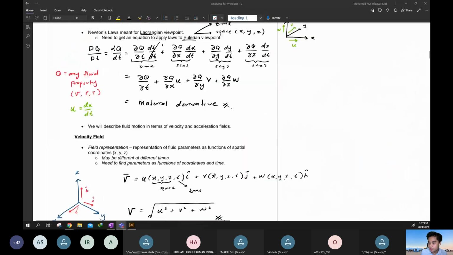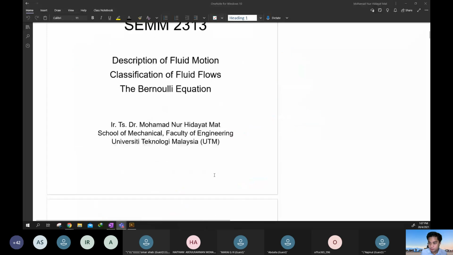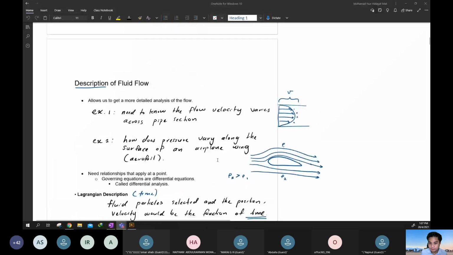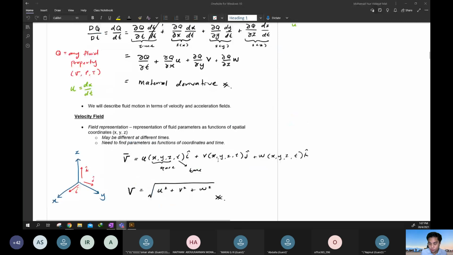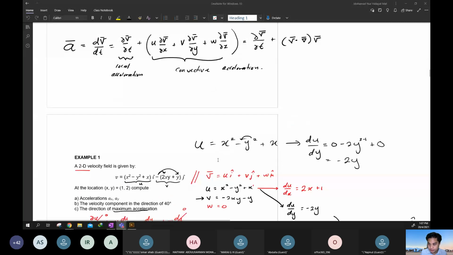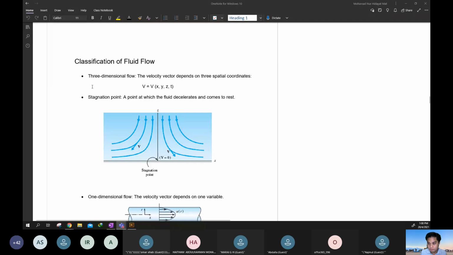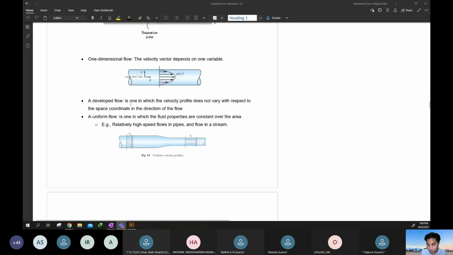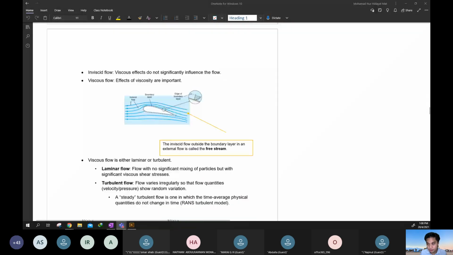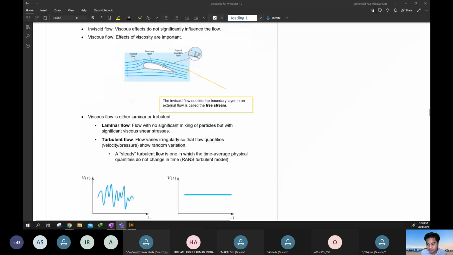For the classification of fluid flow, I give you an assignment. Please read through this classification of fluid flow, because this is only theory that explains the flow classification. But I would like to highlight here that in general, we have two kinds of flow. We have two phenomena, which are laminar flow and turbulent flow.